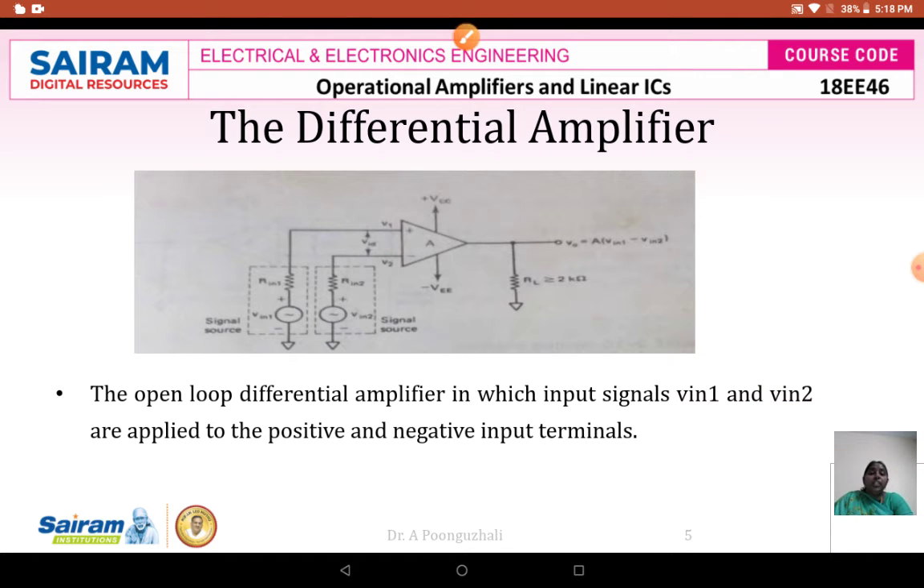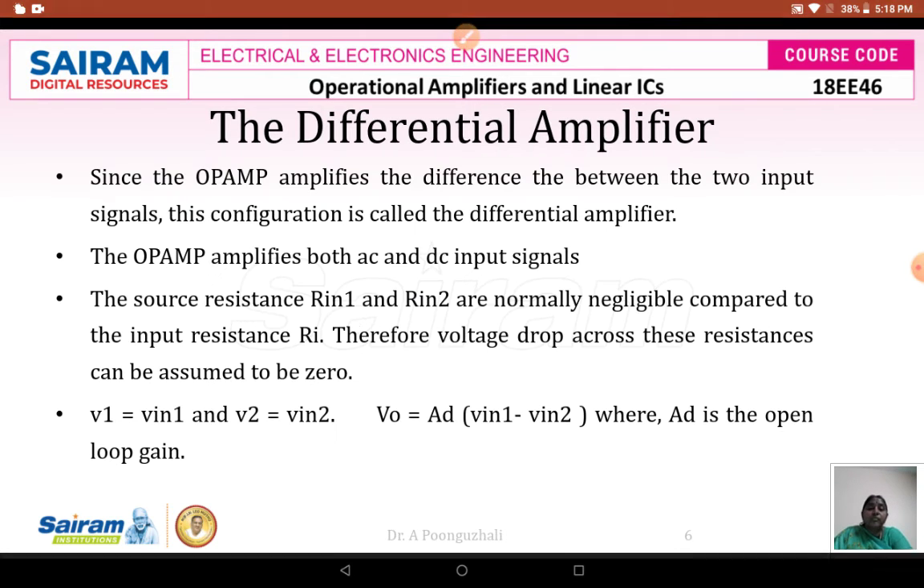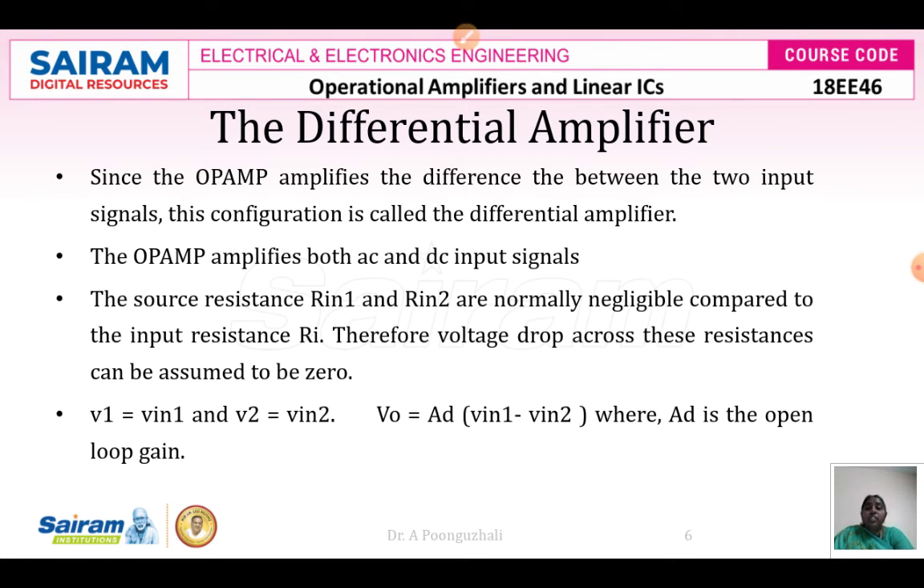So that is what is explained here. Since your op-amp amplifies the difference between the two input signals, this configuration is called your differential amplifier. Your differential amplifier op-amp can amplify both AC signals as well as DC signals.